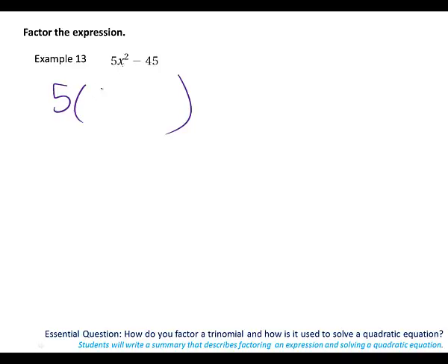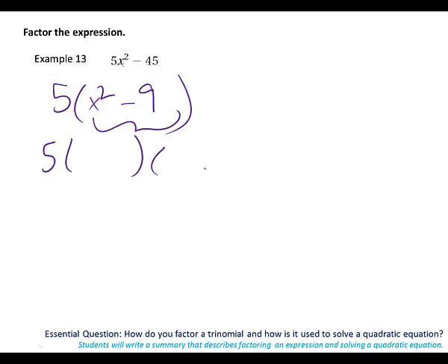How many times is 5, or what would I have left over for the 5x squared? Good. What am I going to have left over for the negative 45? Am I done factoring? No. What kind of factoring is this? Good. You need to know the names of the different types of factoring because I'm going to ask. It's more just a conversational thing. I'm not going to have you write the names down on the test.